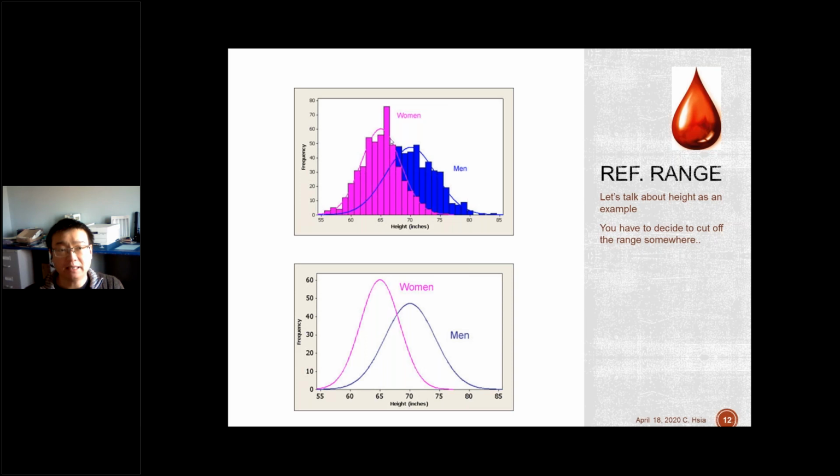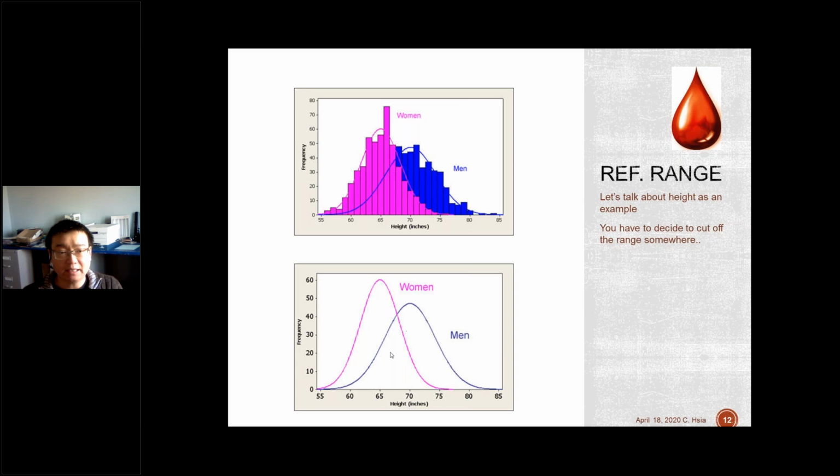And if you plot it out, you get this bell curve or this normal curve. You can see that curve is very different from the curve for men, perhaps because in that population, men are taller than women. So at some point, you would like to know the average height for men, and whether the individual in front of you fits within that average range somehow. So you have to cut off the range somewhere. And how you decide to cut it off depends on what your curve looks like.